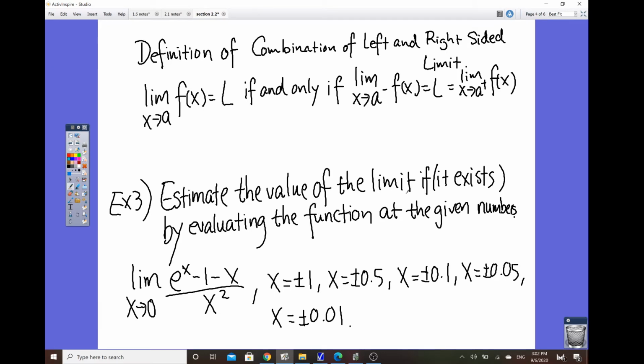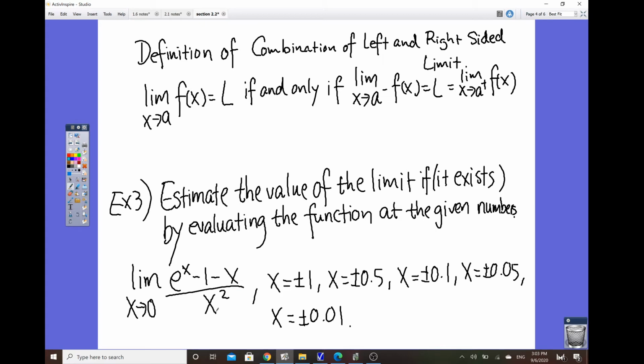Evaluate the value of the limit if it exists by evaluating the function at the given number. Now for this one, you don't want to plug in a number and try to do it individually because that would be kind of complicated. The overall function is considered rational. The top part is a combination of exponential and linear, and down the bottom we have a quadratic. So this is a combination of all kinds of functions.